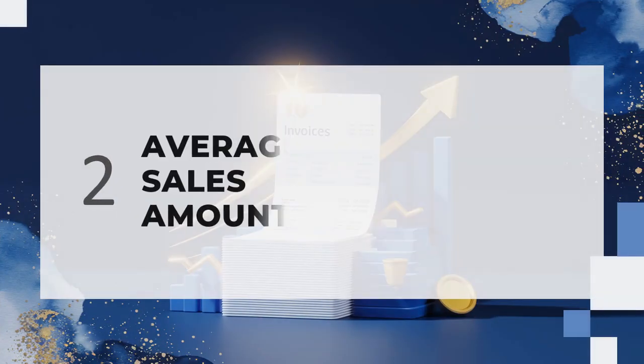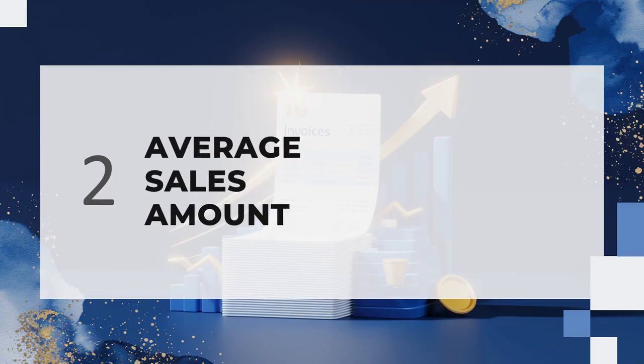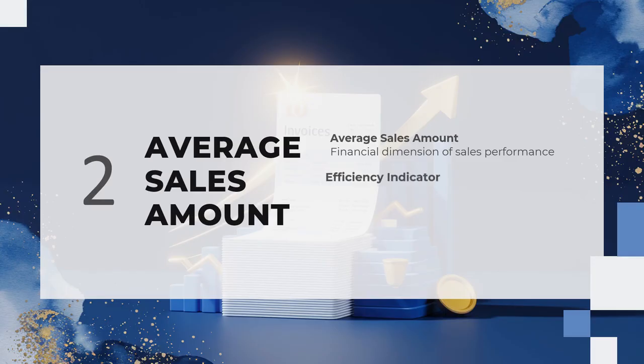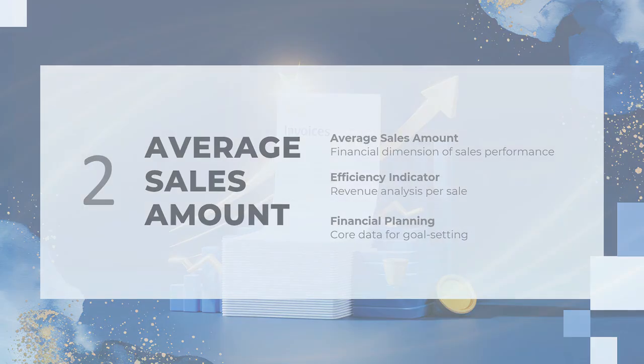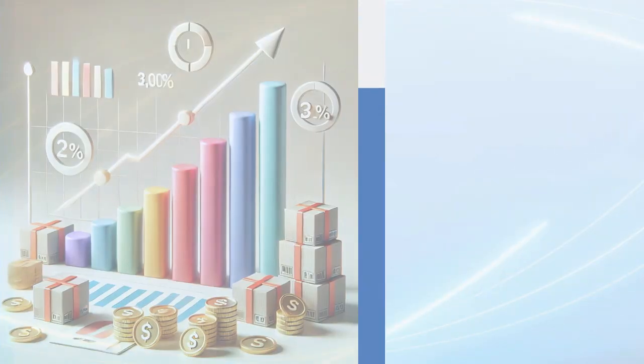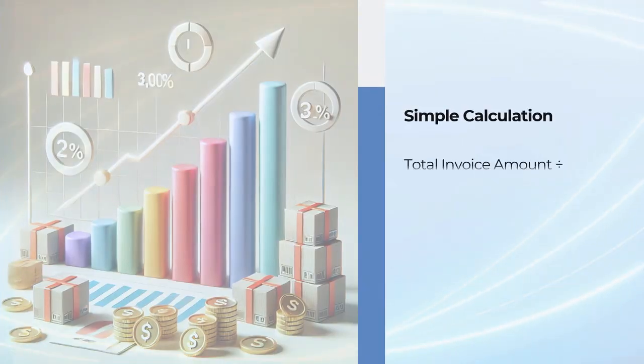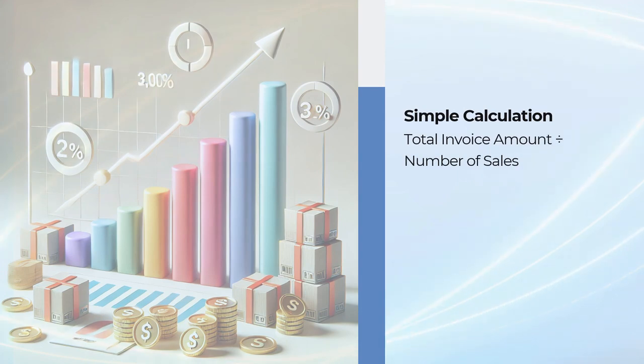Another important indicator for increasing your sales efficiency is the average sales amount or average invoice amount. This metric represents the revenue generated per sale and provides fundamental data when creating your financial goals. You can make a simple calculation to determine the average sales amount by dividing the total invoice amount by the number of sales. For example, if your total invoice amount is $1 million and your total number of sales is 10, your average sales amount will be $100,000.